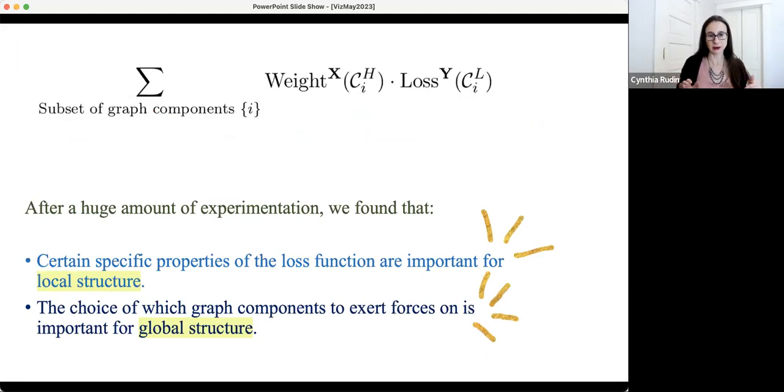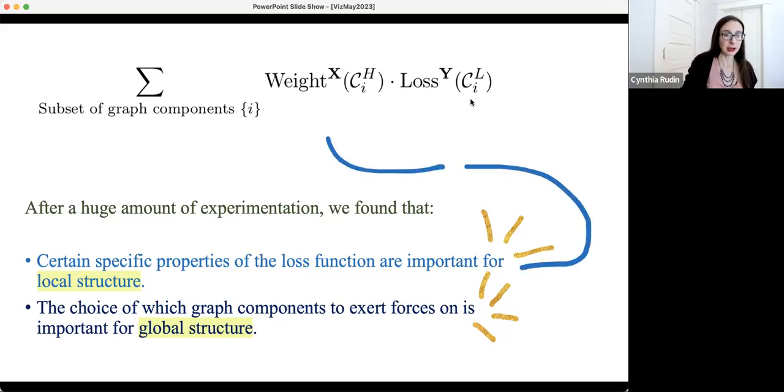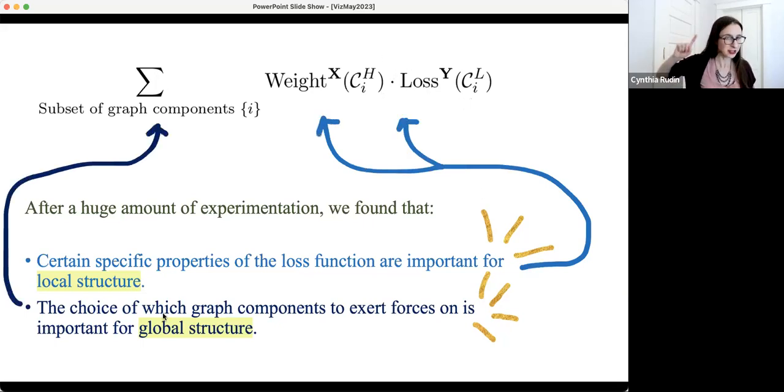All of these algorithms minimize an objective that looks like this. It's a sum over graph components, which are pairs of points or triplets of points. And then it's some kind of weighted loss for that graph component. All the methods do this. Now, if you want to get good local structure, then you should really care about what this loss function is. And if you care about maintaining global structure, it turns out there's a different mechanism that governs it, which is what this sum is over: which graph components you're actually going to work on preserving when you project down.